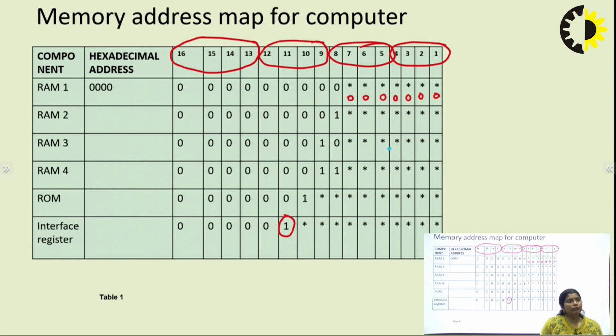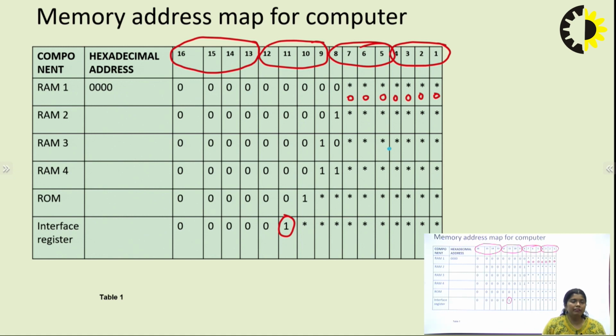Now, how are we going to calculate the hexadecimal address? Because 16-bit address buses are there, the bits are numbered 1 to 16. Now, in the first component, that is our RAM 1, there is a 7-bit address bus that is a don't care condition. Don't care condition means it may be 0 or it may be 1.